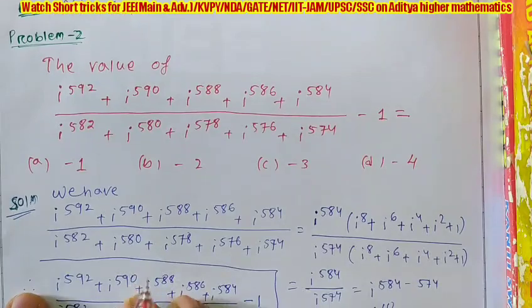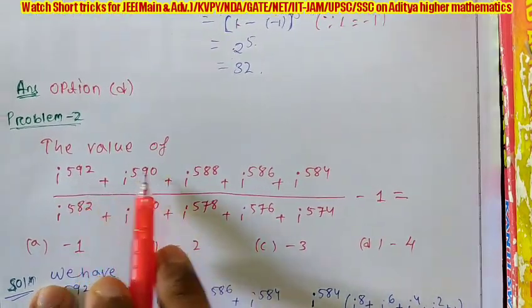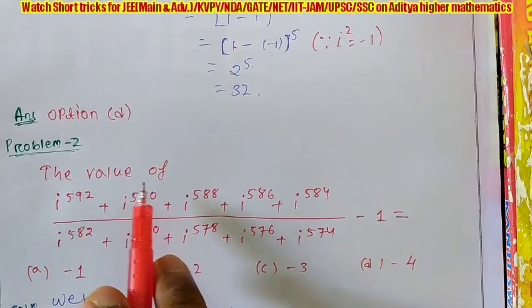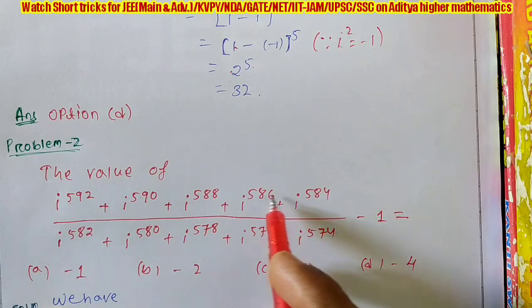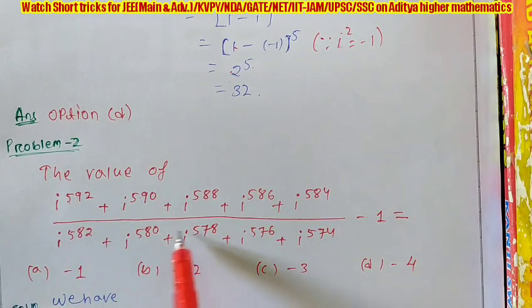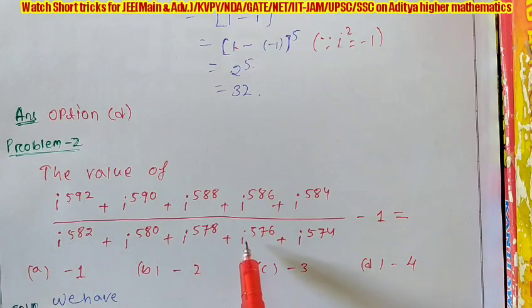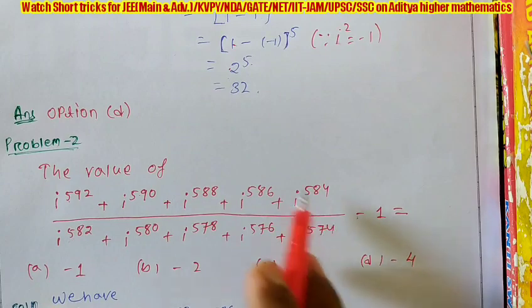Now we will solve this. Actually i to the power of some big powers is given, not only one, here some more numbers are given: 592, 590, 588, 586, 584. Denominator also: 582, 580, 578, 576, 574. And again minus 1 is given. Then what is its value?